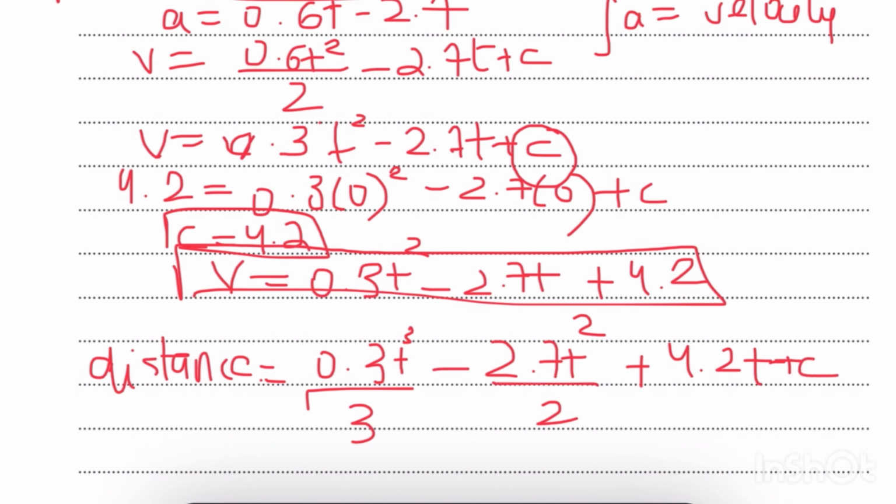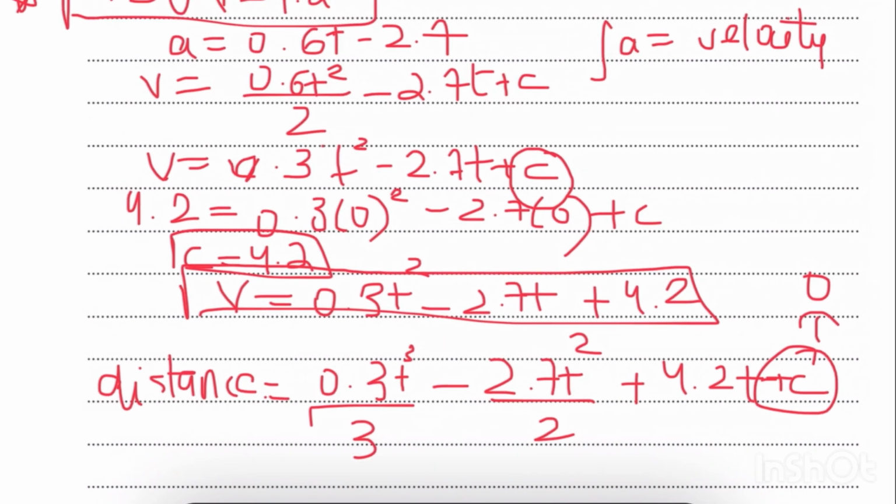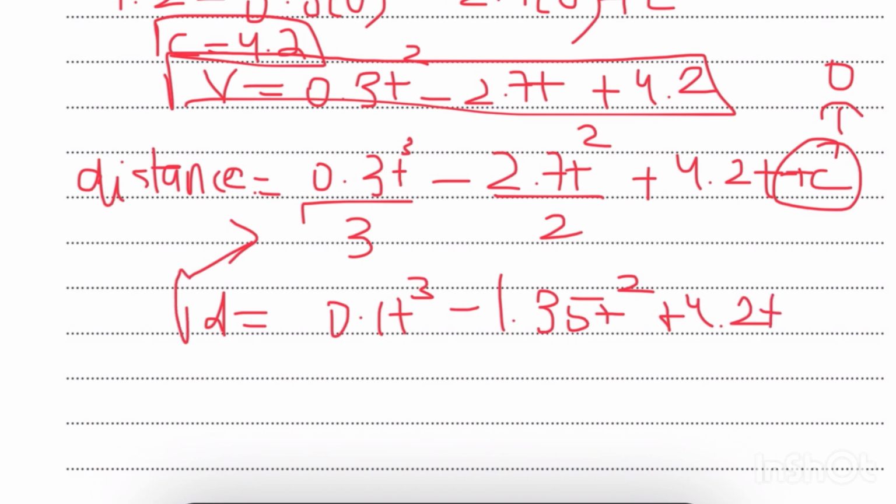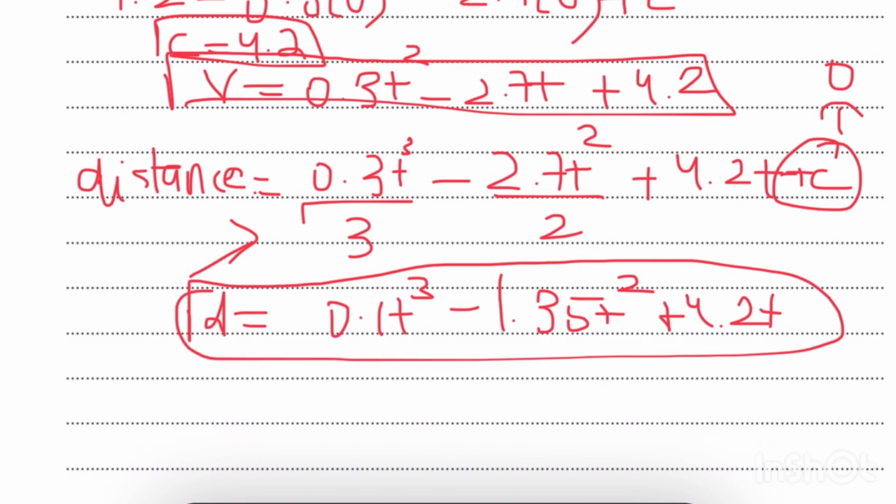Now in this case, I can already tell you that this c is equal to 0 because this is displacement. Now we know that we are measuring the distance from point O. So when the time is 0, the distance traveled must also be equal to 0. And if we substitute 0 for t, this will give us c is equal to 0. So distance is 0.1 t cubed minus 1.35 t squared plus 4.2 t. So we have the distance equation.